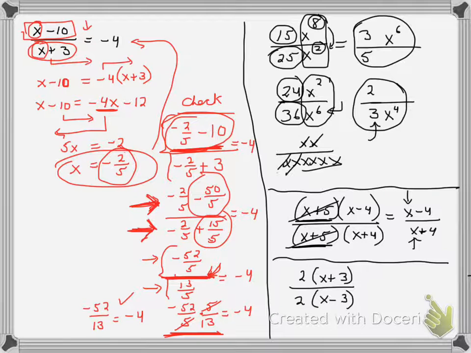In this example, what can I cancel? I can cancel the 2's. Let me write a few more examples. It's important for you to understand what can and cannot be canceled. In this next example, what can I cancel? I could cancel my 3's.